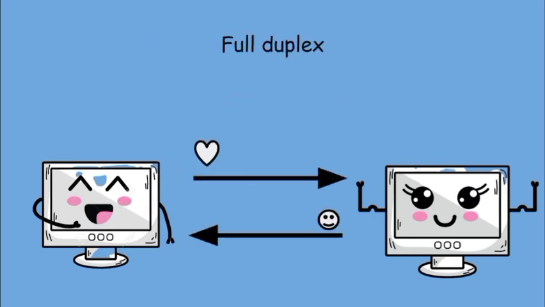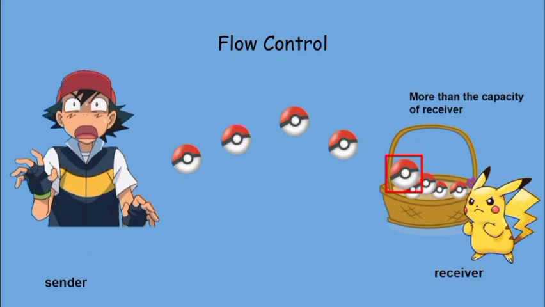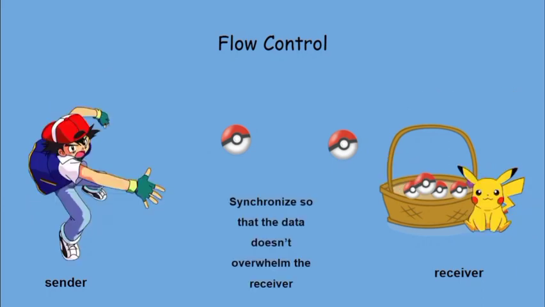Next feature is full duplex. As shown, both sender and receiver can simultaneously send data to each other. Next feature is flow control. In this, according to the capacity of receiver, the sender synchronizes the rate at which data is sent. Here, as the capacity of receiver is overwhelmed, the sender realizes and then synchronizes the data.